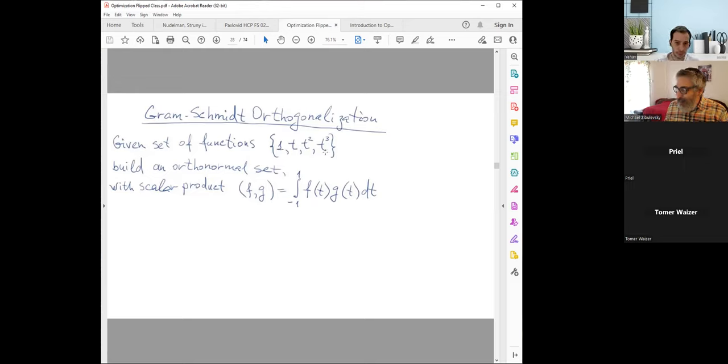Let's take those functions. Actually, I thought usually we do four, but let's save time. Three functions: a constant, f of t equal to t, and f of t equal to t squared. And let's apply Gram-Schmidt orthogonalization to get three orthogonal vectors in Hilbert space. And this is our first class exercise. Just take three of them, without the t cubed.